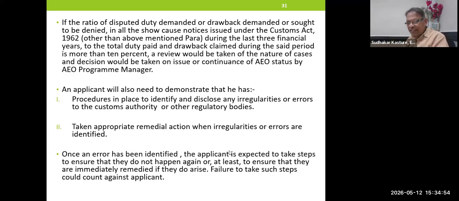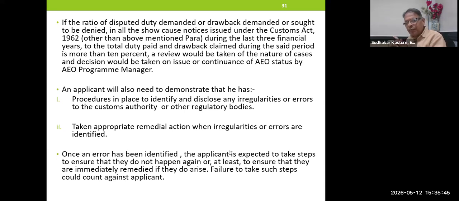Now, when it comes to show cause notices with respect to other things, which is not fraud, forgery, etc., where some mistake has happened, some error in compliance, and a show cause notice has come to you, then the government has amended that and the government has said that if the ratio of disputed duty demanded or drawback demanded or sought to be denied in all the show cause notices issued under the Customs Act, 1962 during the last 3 financial years to the total duty paid and drawback claimed during the said period is more than 10%, a review would be taken of the nature of cases and a decision would be taken on issue or continuance of AEO status by the AEO program manager.